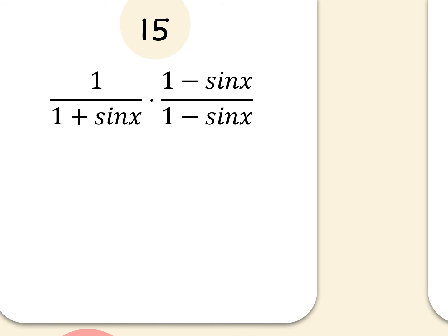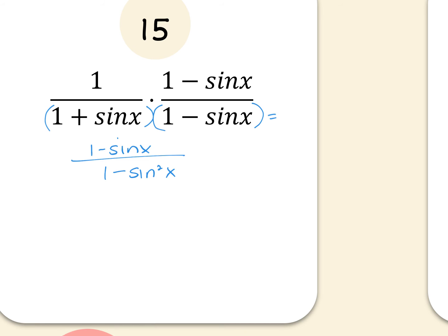Multiply straight across. So I'd get 1 minus sine of x over, what's 1 plus sine of x times 1 minus sine of x? 1 minus sine squared, right? Difference of two squares again. So I could FOIL it out: 1 minus sine of x plus sine of x minus sine squared x.